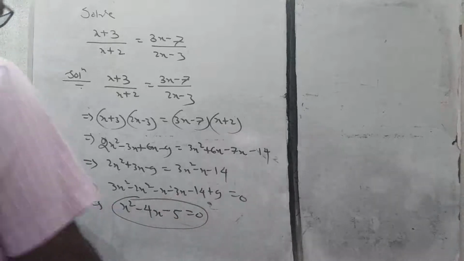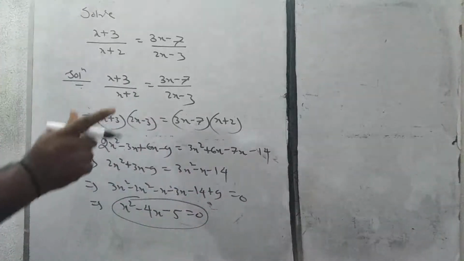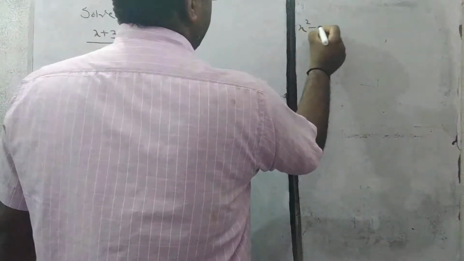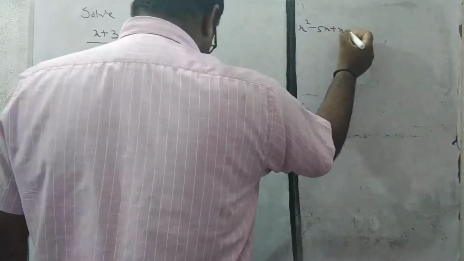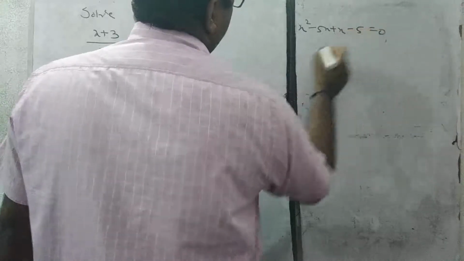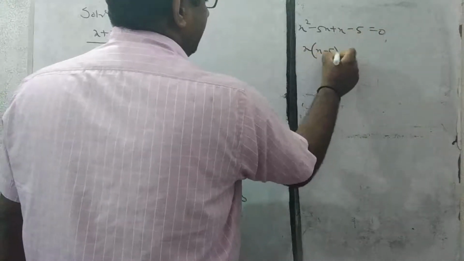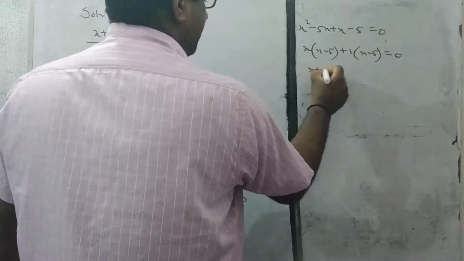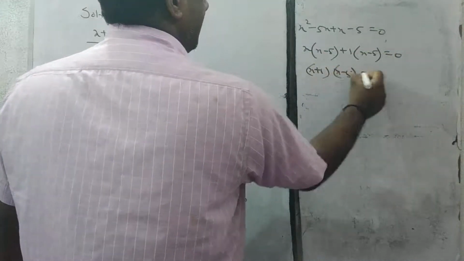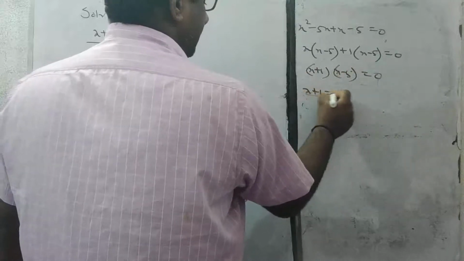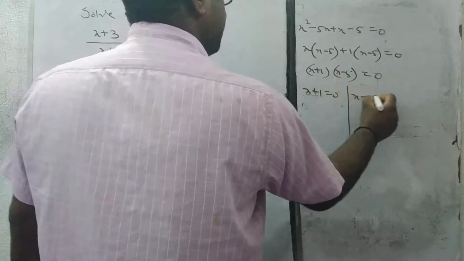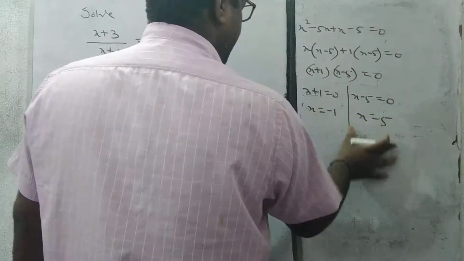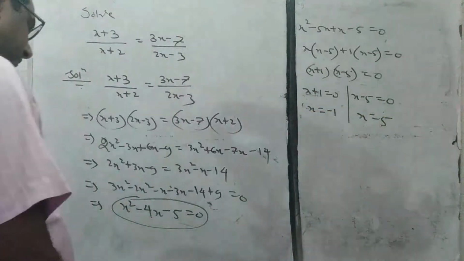So if you want to solve on the basis of middle term split, how can you approach? x square minus 5x plus x minus 5 is equal to 0, or x(x minus 5) plus 1(x minus 5) is equal to 0. So (x plus 1)(x minus 5) is equal to 0. So x plus 1 is equal to 0, x minus 5 is equal to 0. So x is equal to minus 1, x is equal to 5. This is one of the methods.